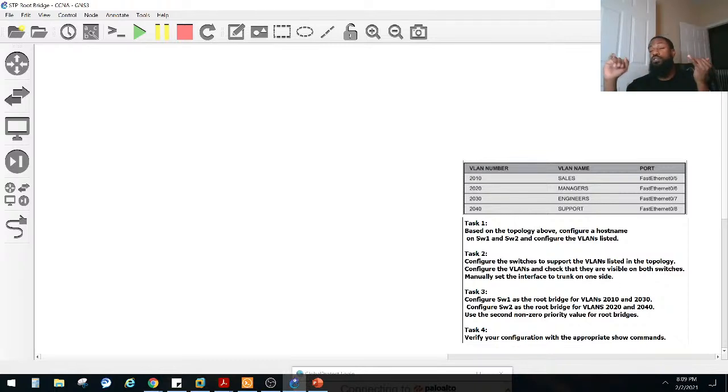There's different flavors of spanning tree. You got multiple spanning tree, per VLAN spanning tree, the classic spanning tree, and RSTP. And like I was mentioning before, there are all these different timers you can tweak. But it's the best way to stop loops from happening at layer 2.